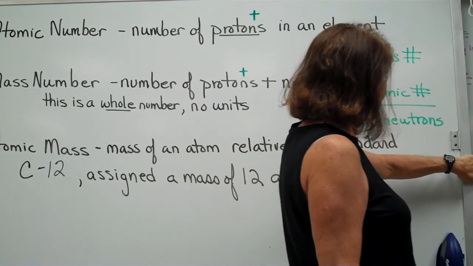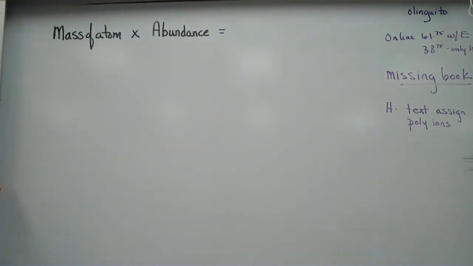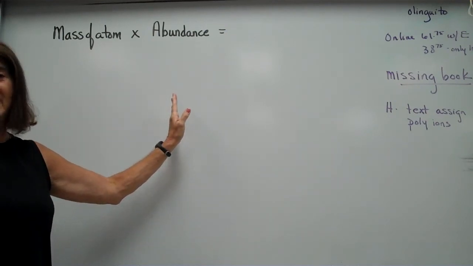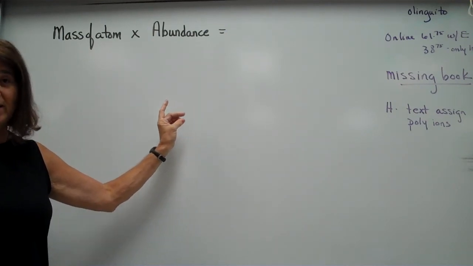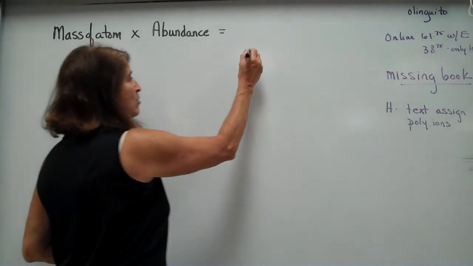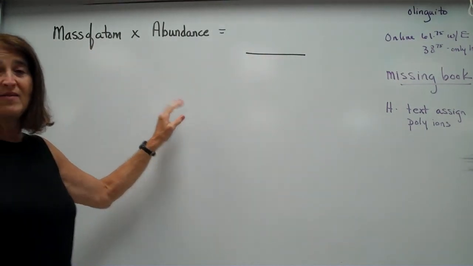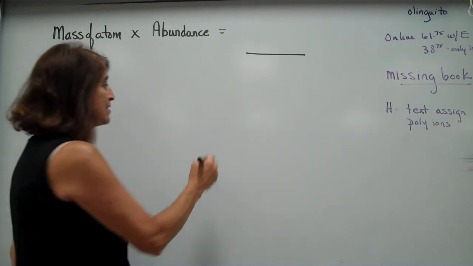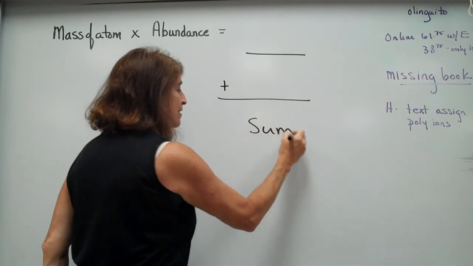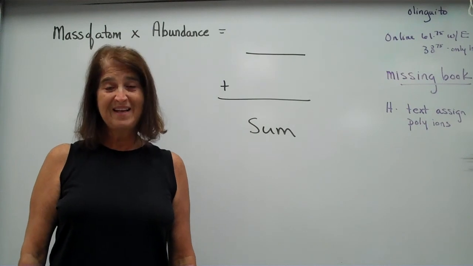So this is how we're going to calculate the numbers on the periodic table. What we're going to do is take the mass of the atom, multiply it by its natural abundance, how frequently it occurs in nature. This is going to be written as a decimal, and get some number. We'll do this for each isotope, and then adding them together, the sum is going to give us the number found on the periodic table. We'll try this in some handouts.